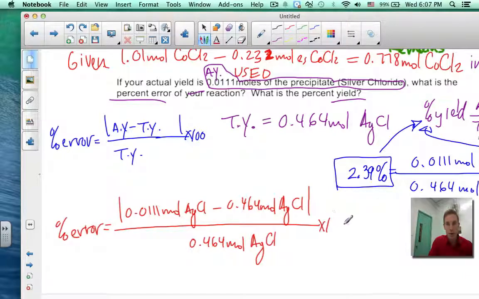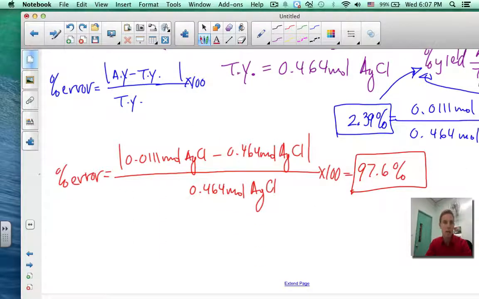We multiply that times 100. I'm just going to do 0.464 minus 0.0111, same thing as taking the absolute value difference, divided by 0.464, and multiply by 100. I get a 97.6% error. And you notice these two numbers add up to 100. Actually, they aren't quite adding up to exactly 100 because of some rounding, but that's okay. This is my percent error and this is my percent yield. All right, one last page.